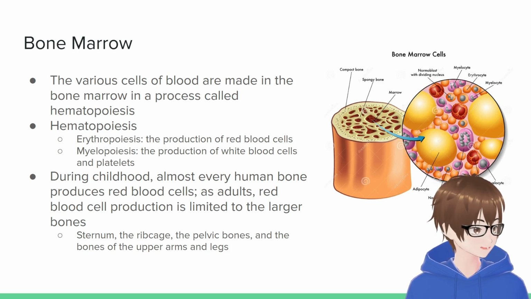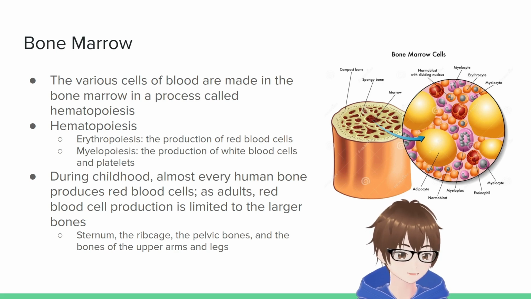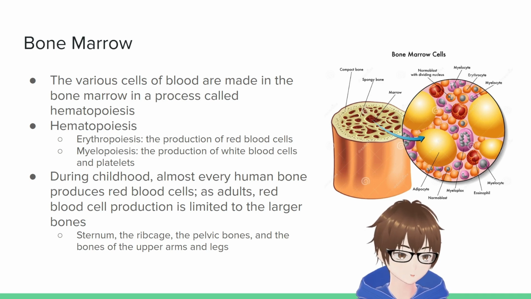Then, if you look above me now, we have a picture of bone marrow cells. So on the left, we have the bone, where we have the compact bone, which is the hard bone that you think of whenever you look at a bone. And then inside, there is the spongy bone and the marrow. Then you can see all of the different cells that are inside the bone marrow. We're not going to go over all of them. Just know that inside the bone marrow is where red and white blood cells are made, and it's in two separate types of production.